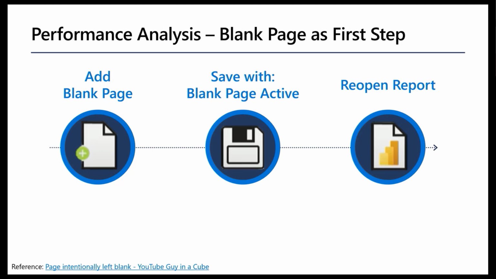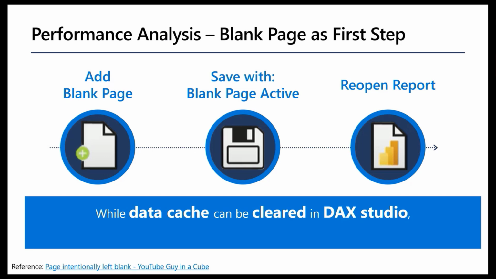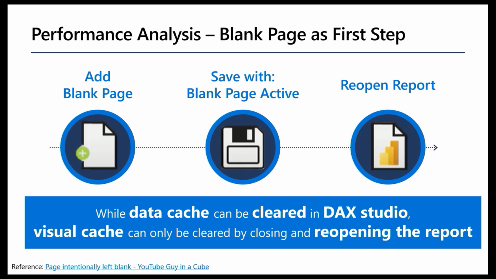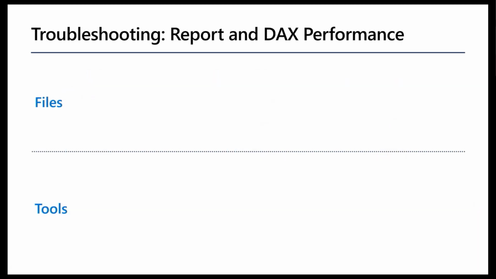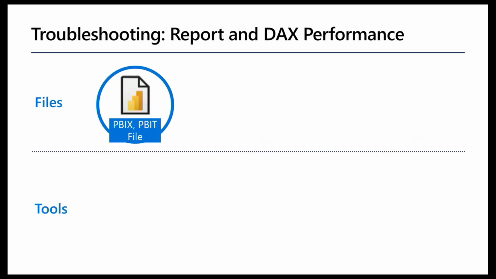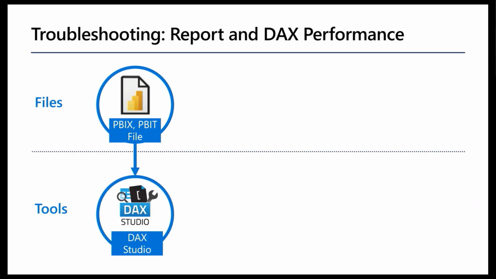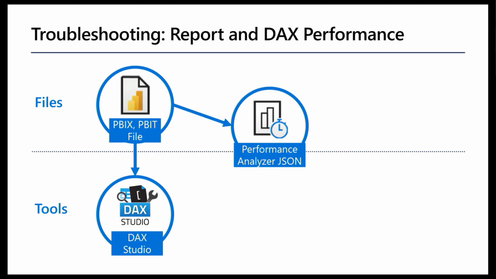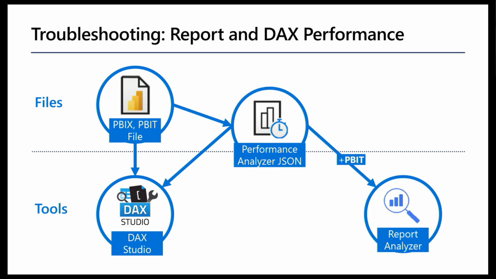Why do you need to open that on a blank page? Because data can be cached and cleared in DAX Studio, but visual cache can only be cleared by closing and reopening the report. So, troubleshooting report and DAX performance. There's the PBIX file and PBIT file, which you can analyze with DAX Studio. And there's the performance analyzer JSON. That's super crucial, and you can also analyze that in DAX Studio or in the report analyzer. We're going to have a look at this in a second.